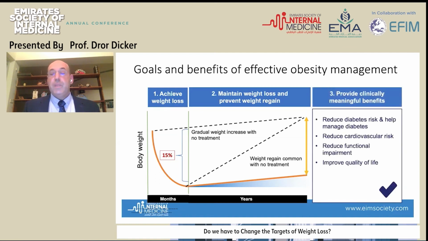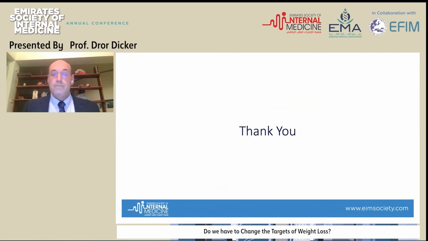And the third target is really to reduce diabetes risk and manage diabetes complications, to reduce cardiovascular risk, to reduce functional impairment, and very important, to improve quality of life and reduce stigma. So those three targets are the main obesity treatment targets. And I think with the tools that we have today, the combination of the modalities, we can really achieve a successful treatment and maintenance of weight loss.